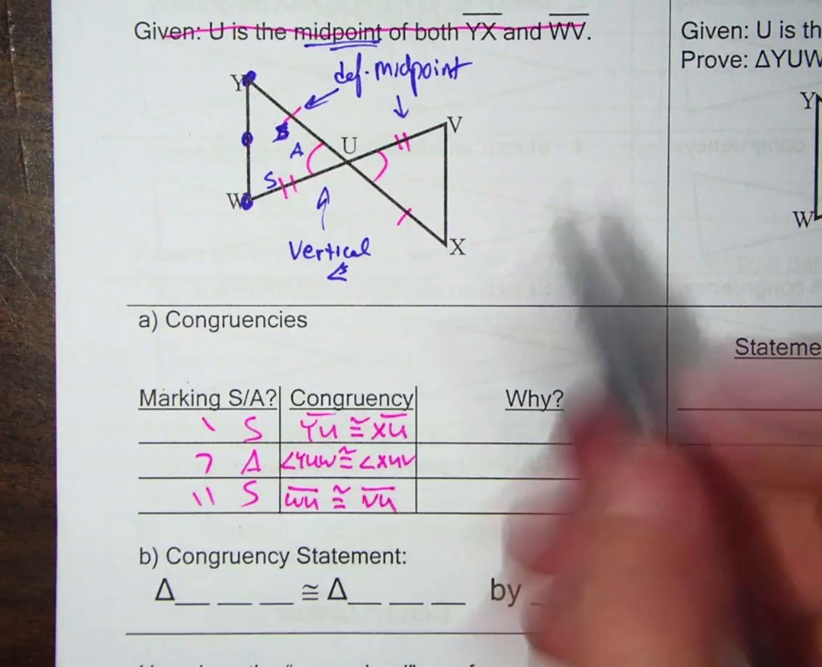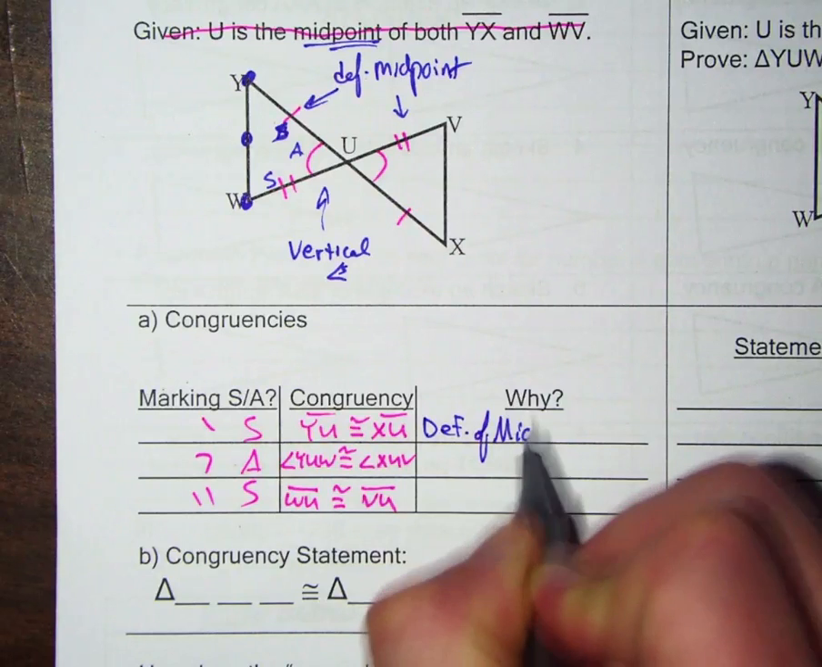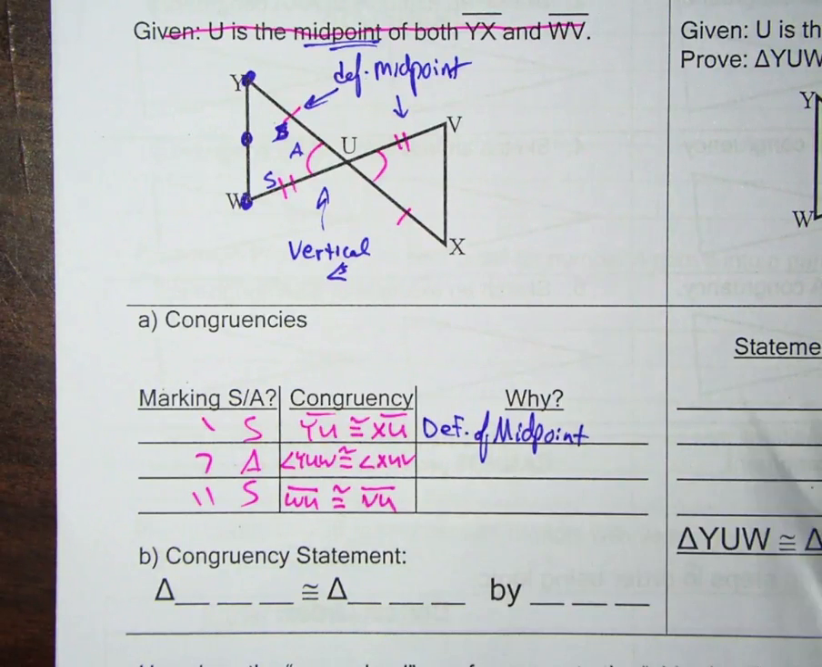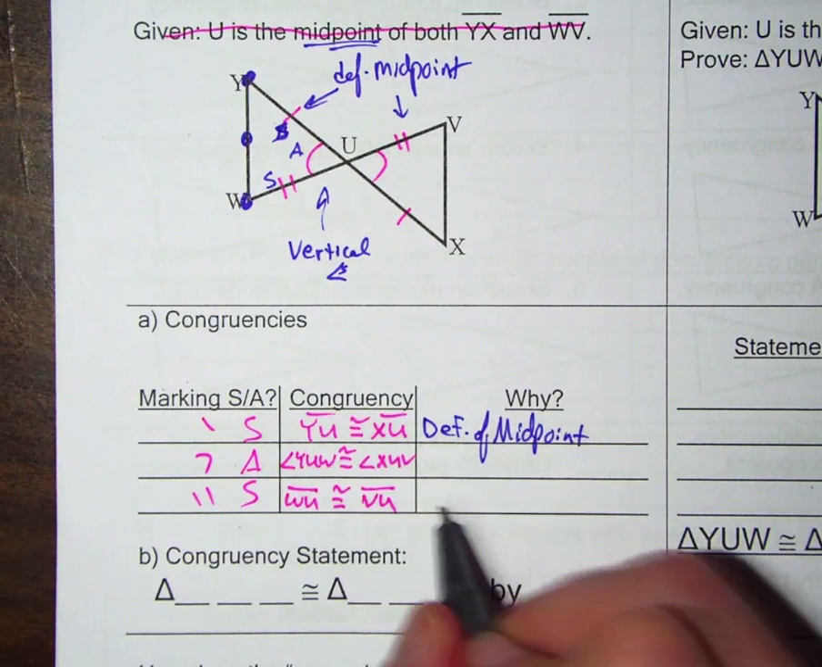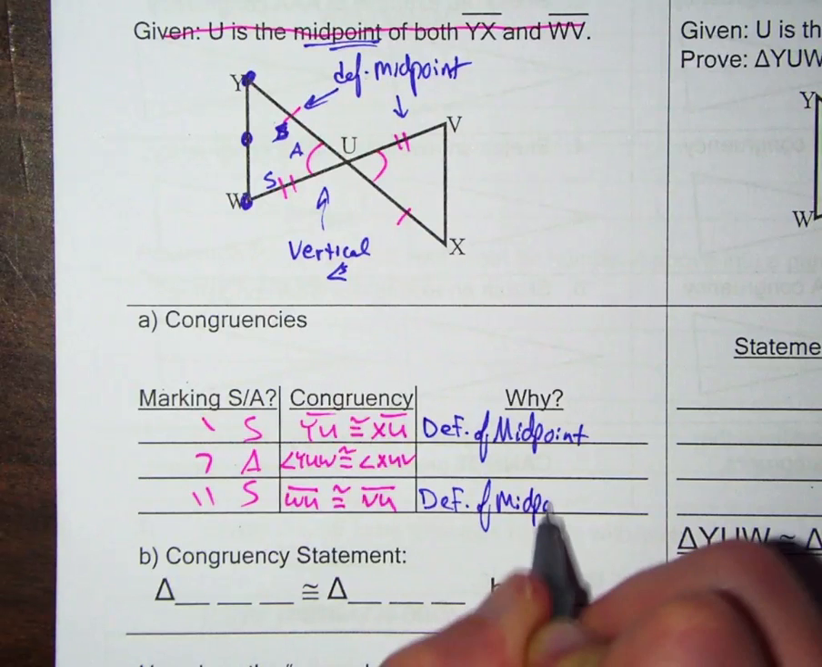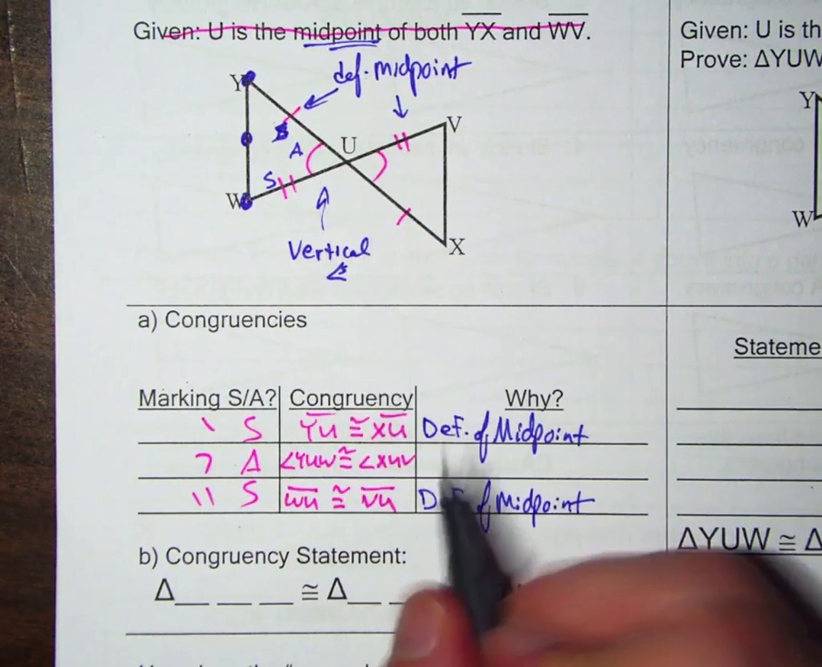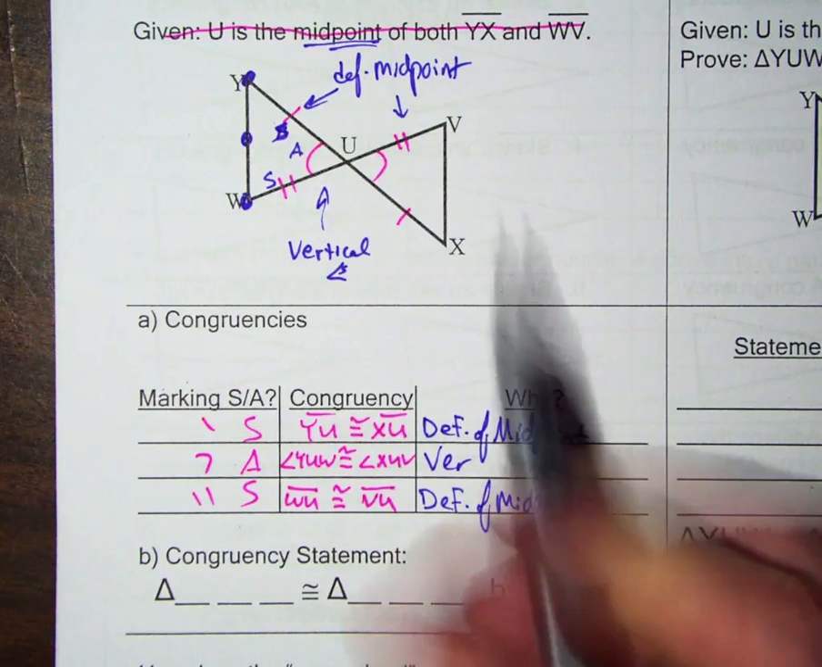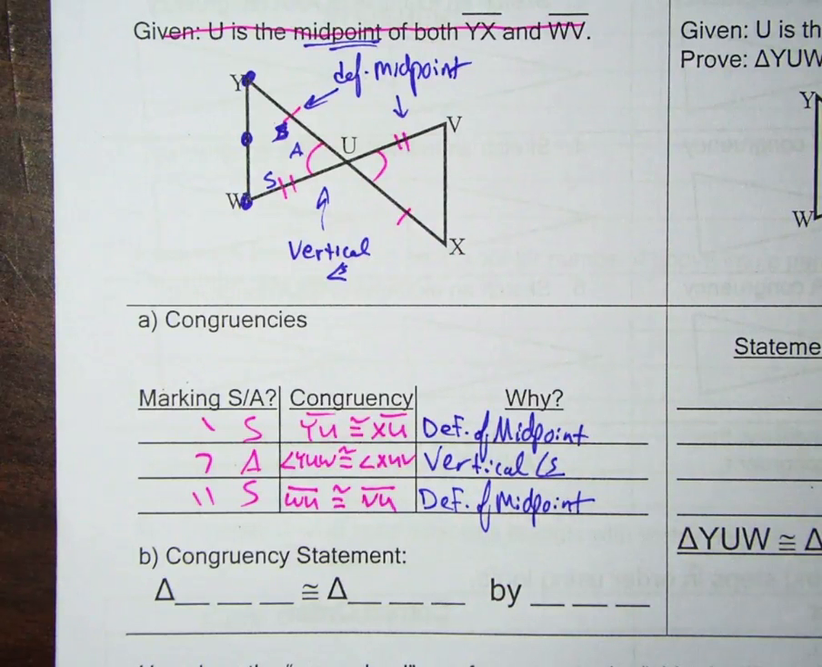The reasons why: this was definition of a midpoint. So is the 2 ticks down here. And the reason these angles were congruent, it says right here, vertical angles. Okay, so my 2 triangles are congruent.